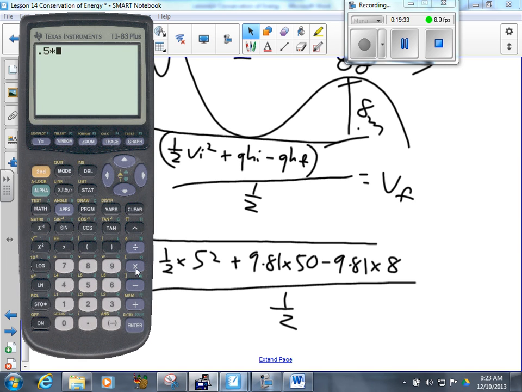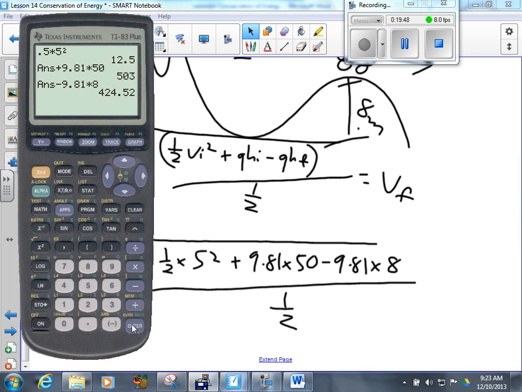So 0.5 times 5 squared gives me that. Plus 9.81 times 50. Minus 9.81 times 8. Gives me that, divided by 0.5. Gives me that. Square root of that gives me a speed of 29.1 meters per second at the top of the 8-meter hill.